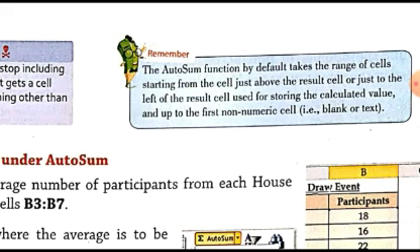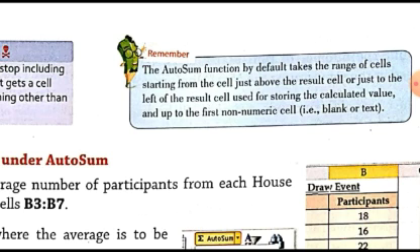So either it will take the range of cells which start from the cell just above the result cell. For example, if you want to sum the values in B5, it will take the values B1, B2, B3, B4. Or it will take the cells which are just to the left of the result cell, on the left side. It may also take A5 in the result. Is it clear to all of you?